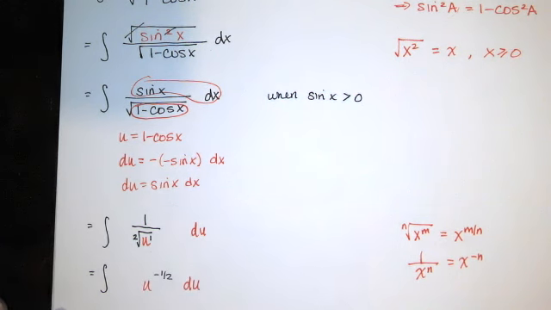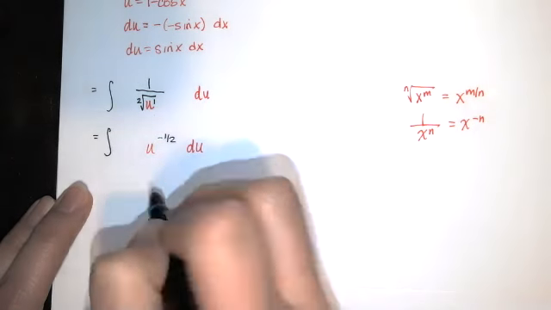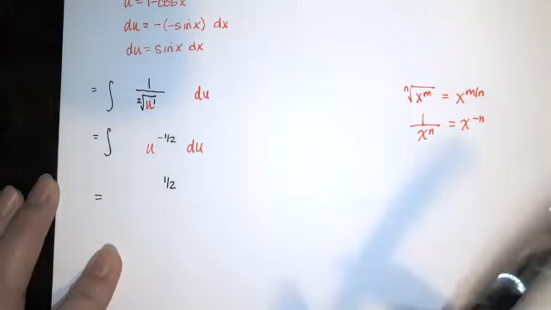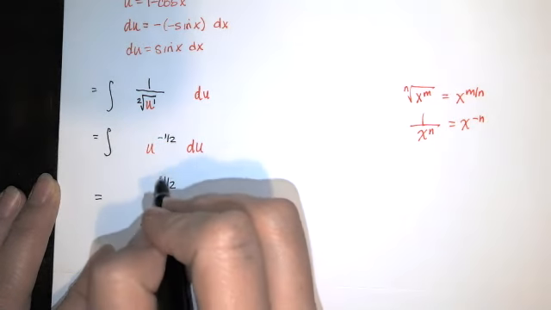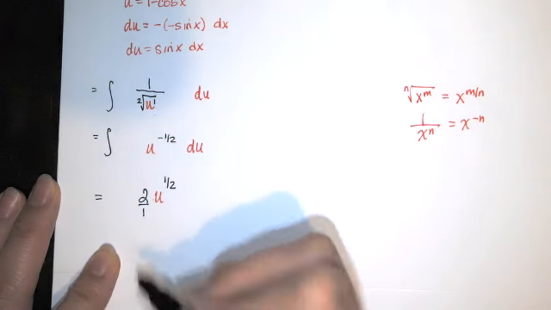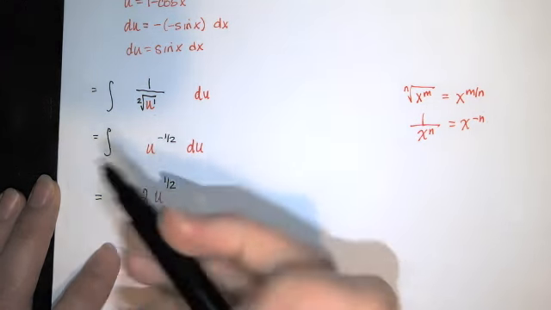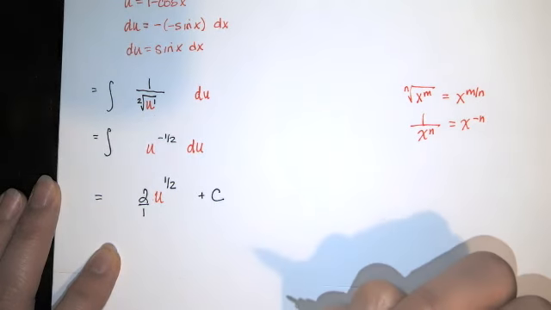And now I can just apply my power rule. So we will add 1 to the exponent, and then divide by the new exponent. Dividing by 1/2 is the same as multiplying by 2. You can think of it as 2 over 1 if you want, but then you sort of ignore the 1. And then don't forget to add your constant of integration.